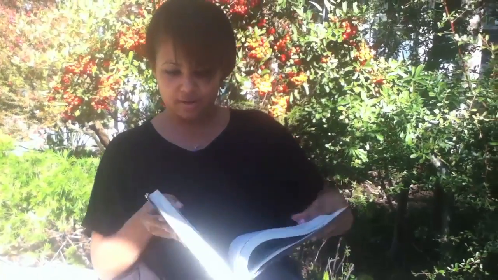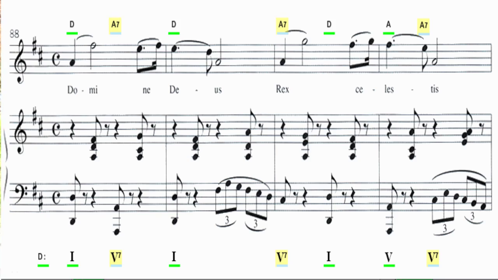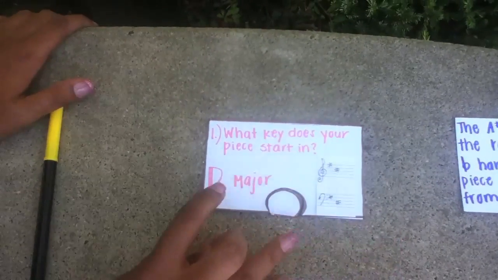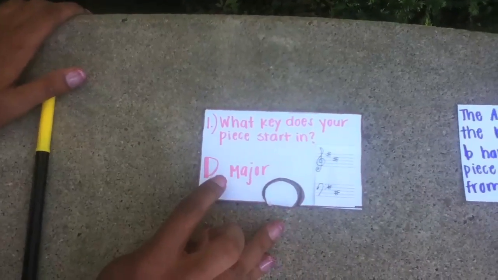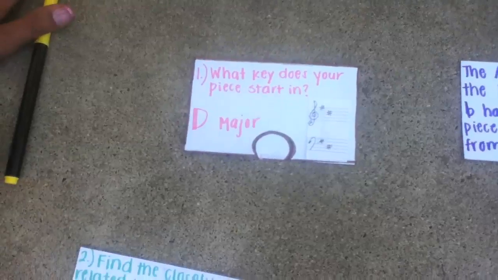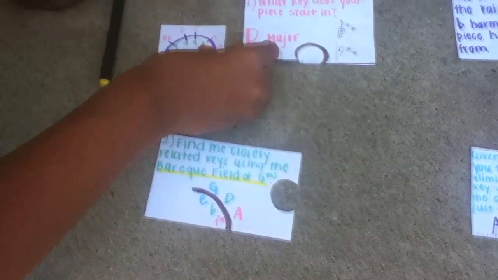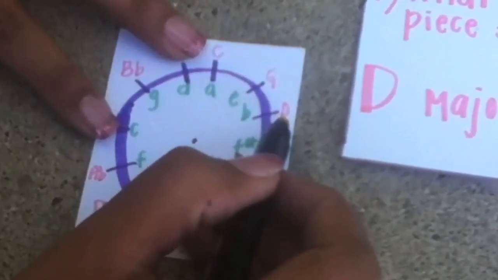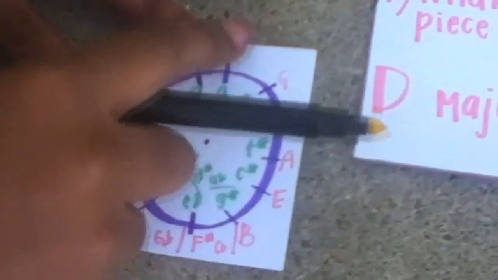Let's look at Domini Deus, for example. I have a puzzle that perfectly illustrates this. With this key signature with 2 sharps, you can firmly say that you are in the key of D major. You can also validate that because the piece starts with a D major chord. So then what you want to do is look at your circle of fifths and find the Baroque field of sixths. Here's a tonic, D major, and the dominant and the subdominant and their relative minors. And that's your Baroque field of sixths.